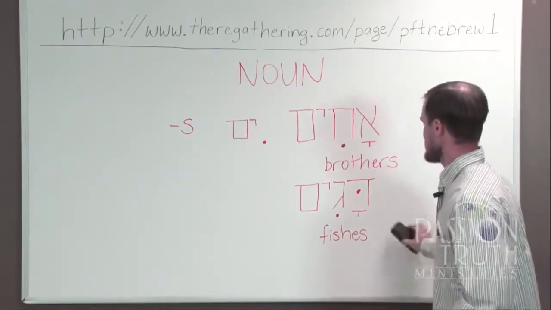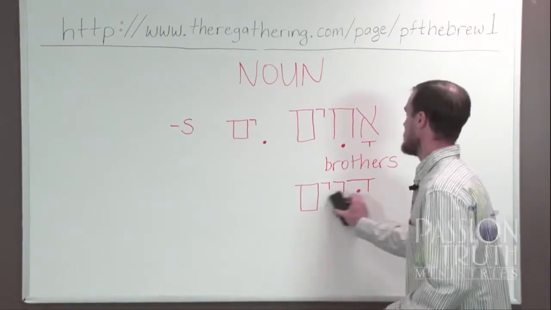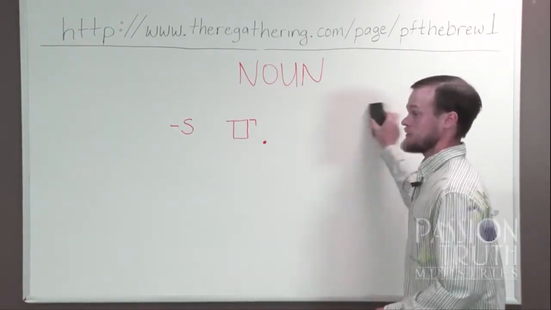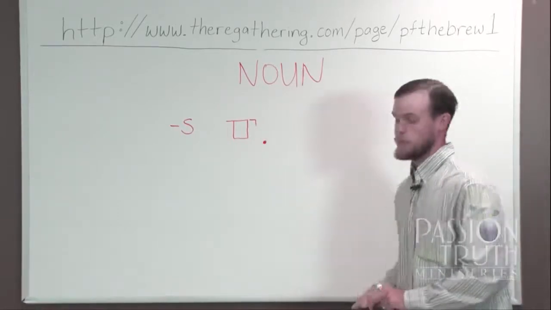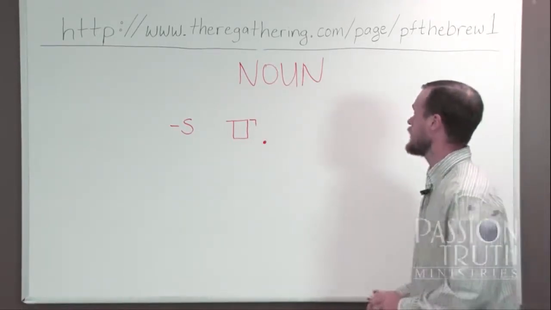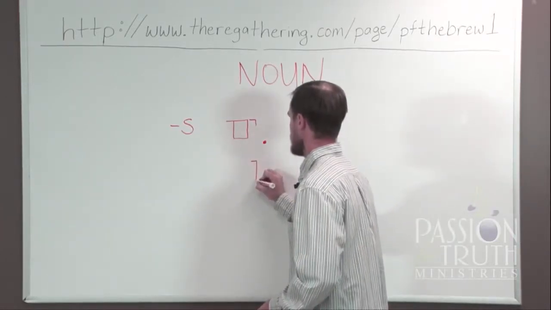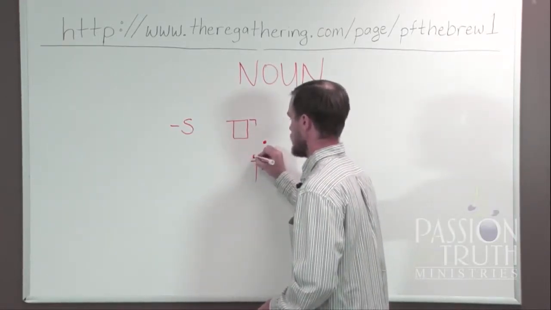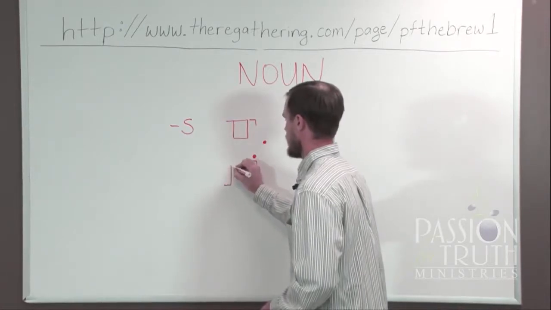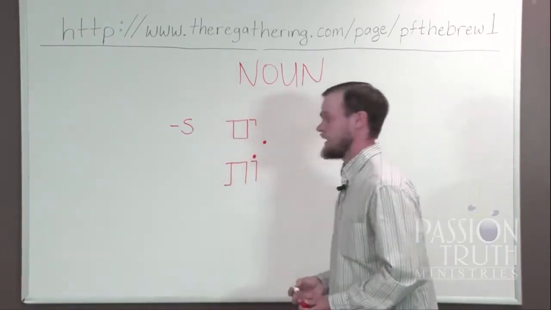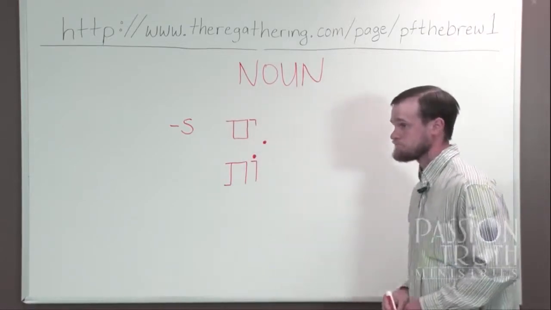Okay? All right. For feminine nouns, we use a different suffix. Okay, so for masculine nouns, we use im. For feminine nouns, the suffix is the cholam vowel, followed by tav, pronounced ot. Okay.